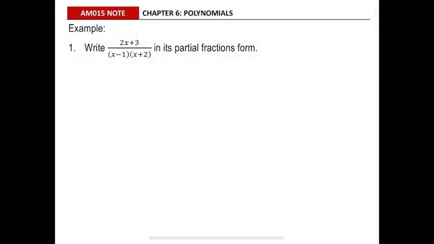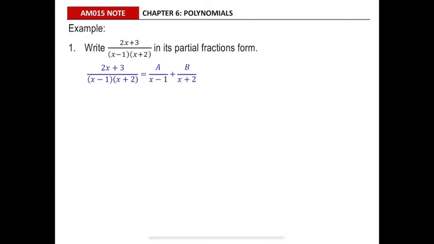Question 1: we want to express this equation in its partial fractions form. Since the denominator has two linear factors, the fraction can be decomposed as the sum of two partial fractions, where the denominators are x minus 1 and x plus 2. Every time the denominators are linear factors, the numerator must be a constant, and we usually use capital letters A and B. Now our aim is to find the values of A and B.